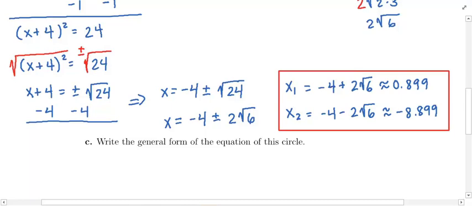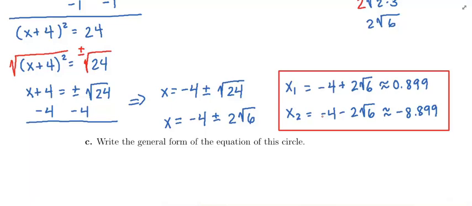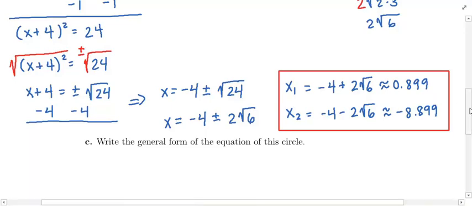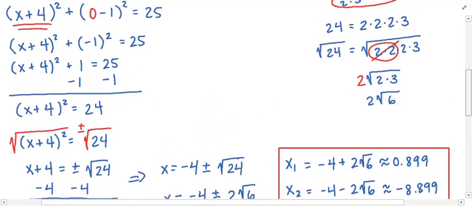So like for the first one, you would do -4 plus 2 square root of 6, comma 0, because the y value is going to be 0. Okay, same thing with x2. If you had to write it as an ordered pair, you would write the x value -4 minus 2 times the square root of 6, comma 0. All right, so those were just the x-intercepts.